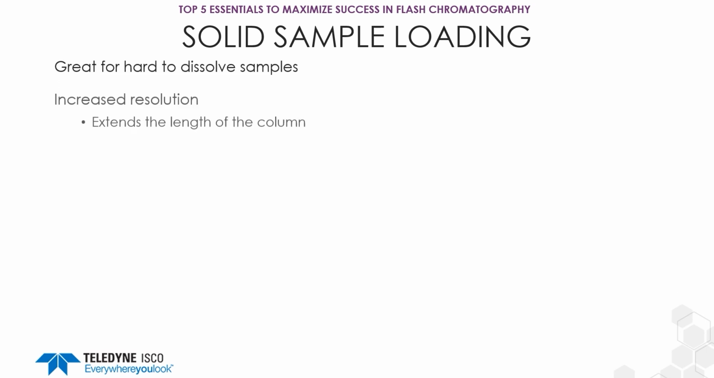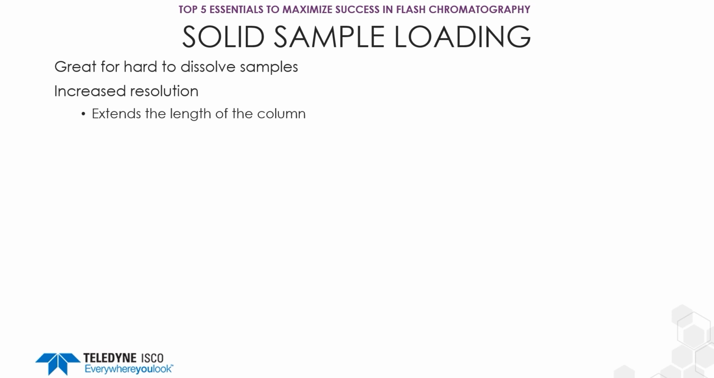Now, the other form of sample loading you have is solid loading, and solid loading is really good for hard to dissolve samples. It can also increase resolution by extending the length of your column. So in order to demonstrate that, I thought it'd be a good idea to bring Ready and the Bear back. In this example right here, this is just a column. There is no solid load cartridge. And Ready doesn't have very good affinity for the stationary phase. So he's going to fly down this column, and the bear is slowly going to make its way down the column. So we are getting some separation between the two of them.